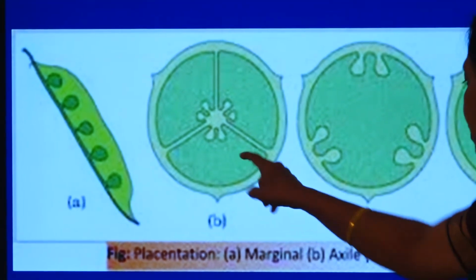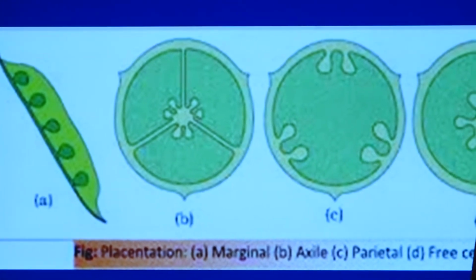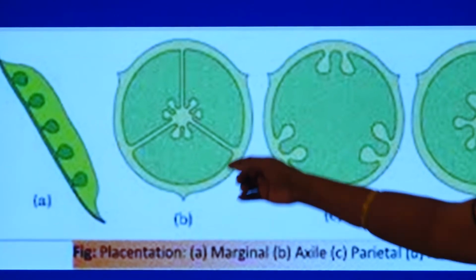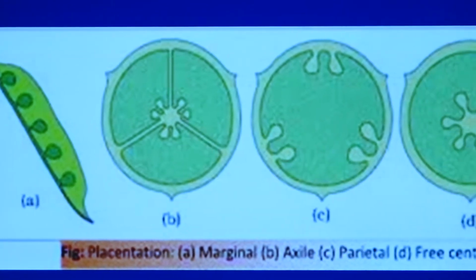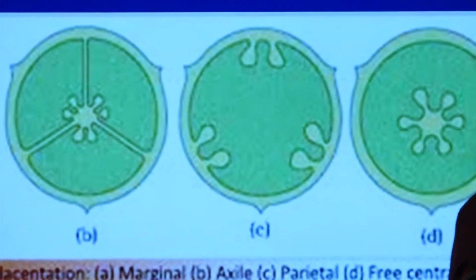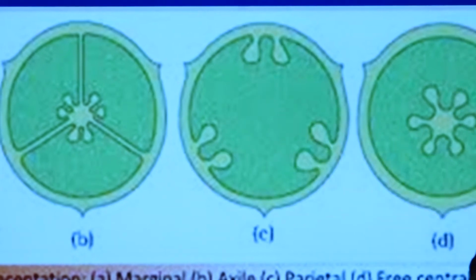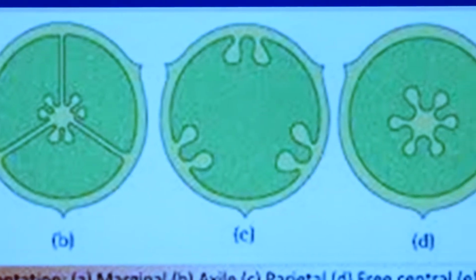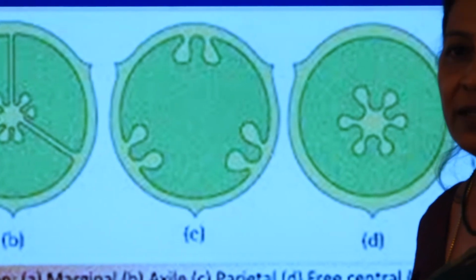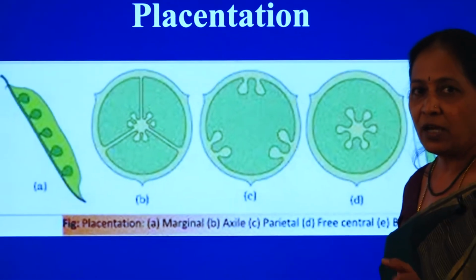When we observe the axial placentation, example for that is the citrus. When you cut the citrus fruit, you will find the presence of the axial placentation. The parietal placentation will be observed in cucumber, where the ovules are attached towards the periphery. Then there are free central placentation and basal placentation. The basal placentation is observed in the case of the sunflower.